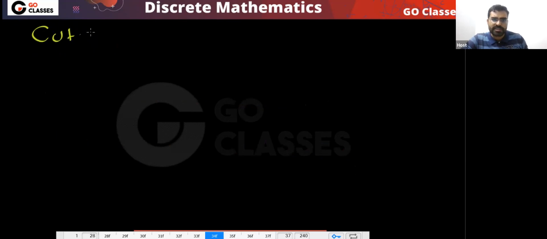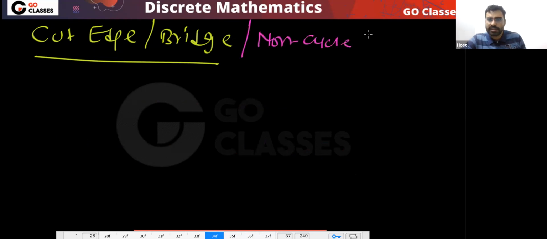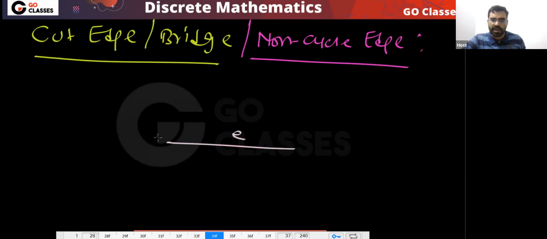If the question is mentioning cut edges, cut edge means bridge, you know. So this memory picture you have to create. Bridge, or I can say non-cycle edge, these three things are same. So basically this picture you have to create in your mind: you have an edge, some graph here and some graph here.